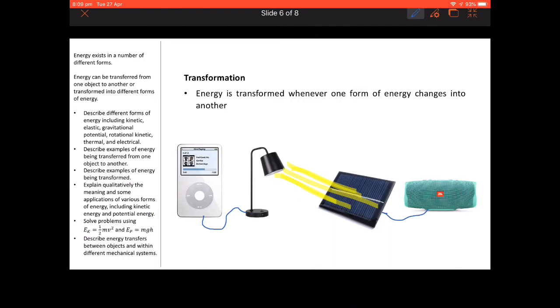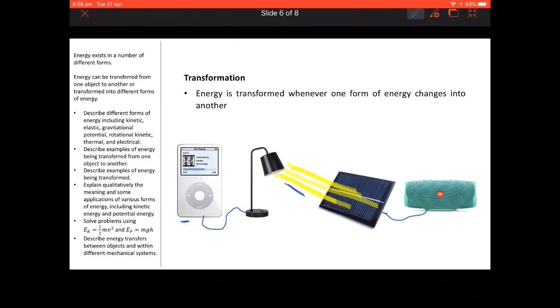Anyway, so what was happening here is that the electrical potential energy of electrons in the iPod was then transformed or converted into electromagnetic energy stored in electromagnetic light waves or photons. So the energy has been converted into this.